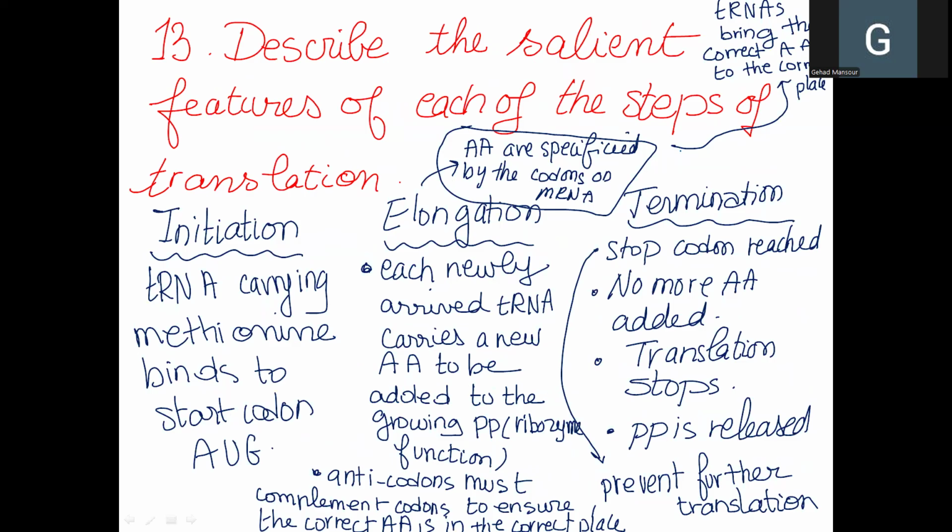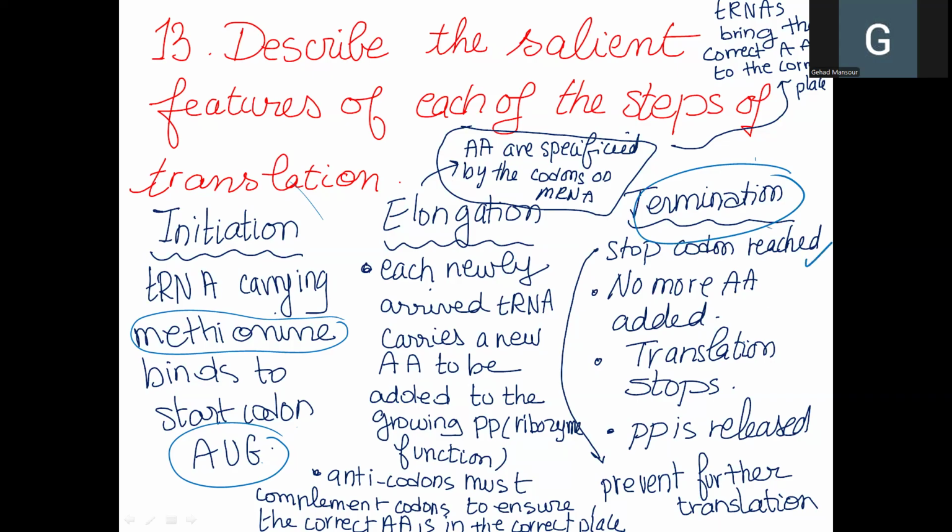Now, what are the salient features of each of the steps of translation? What are the most prominent features of each of the steps of translation? In initiation, we have the transfer RNA carrying methionine amino acid that binds to the first initiation codon, which is AUG.